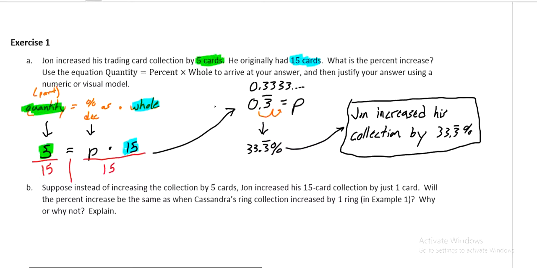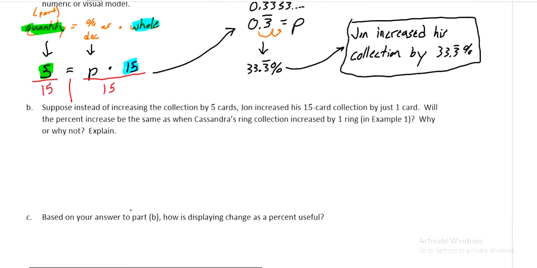All right, down to part B, it says, suppose instead of increasing the collection by 5 cards, John increased his 15 card collection by just 1 card. Will the percent increase be the same as when Cassandra's ring collection increased by 1 ring in example 1? Why or why not? Explain. So let's kind of check that out.